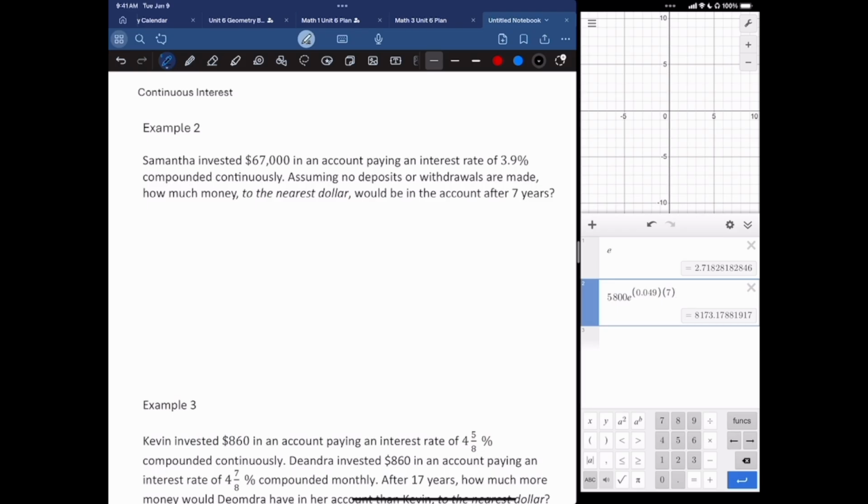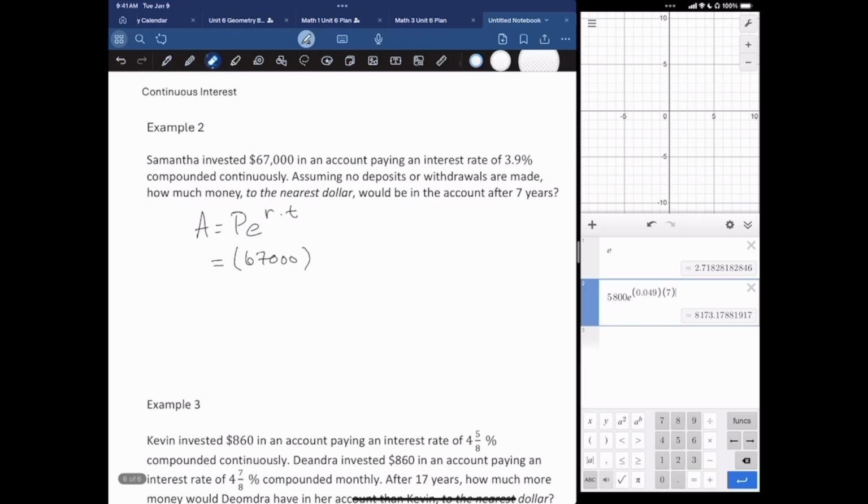Again, my amount is going to be my principal times E, because we are doing continuous. We'll write 0.039 for my interest rate times 7 years. Whoops, that's actually R times T. So we have 67,000 as my principal. Skipping ahead there, sorry.